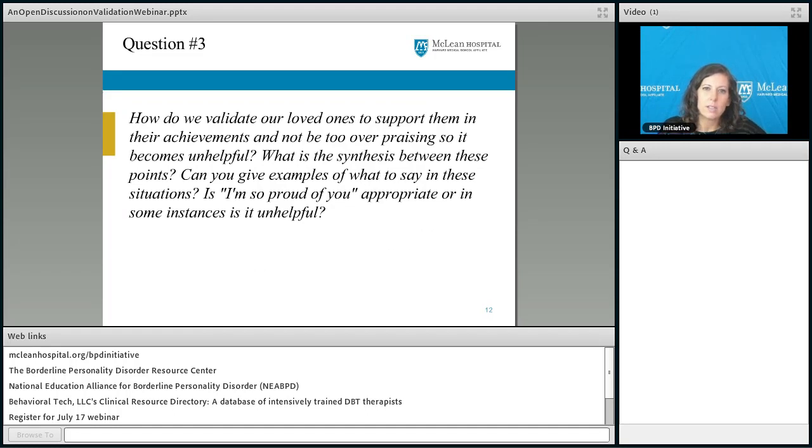So this question was, how do we validate our loved ones to support them in their achievements and not be too overpraising so it becomes unhelpful? What is the synthesis between these points? Can you give examples of what to say in these situations? "I'm so proud of you." Appropriate, or in some instances it is unhelpful? This is also a really excellent question.